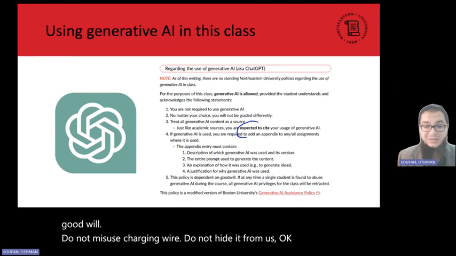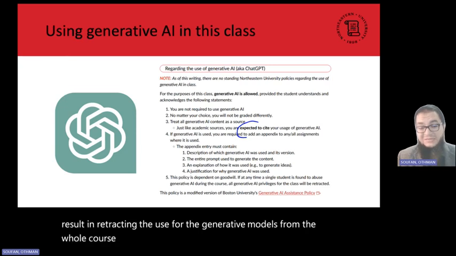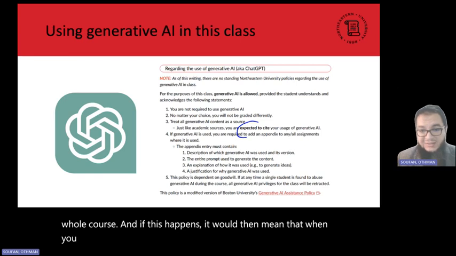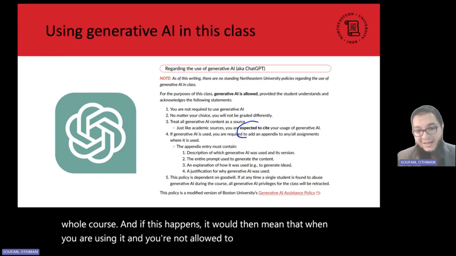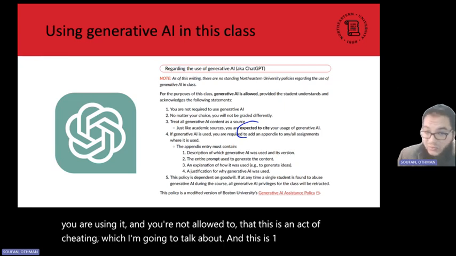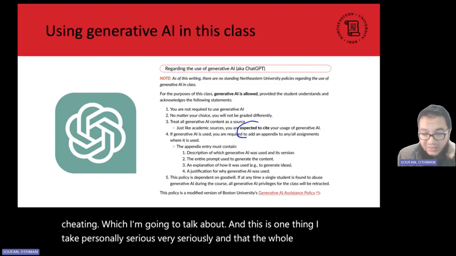This may result in retracting the use of generative models from the whole course. And if this happens, it would mean that when you are using it and you're not allowed to, this is an act of cheating, which I'm going to talk about. And this is one thing I take personally very seriously, and the whole department and the program take it very seriously.